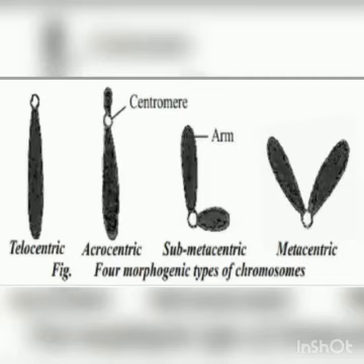Metacentric means the centromere is at the center and the 2 arms are equal. Submetacentric means one arm is long and another arm is short. And acrocentric means one arm is very short and another arm is very long. Another type is also there, that is called telocentric, where only one arm is present. The centromere is present at the tip. This you might have studied in your lower classes.